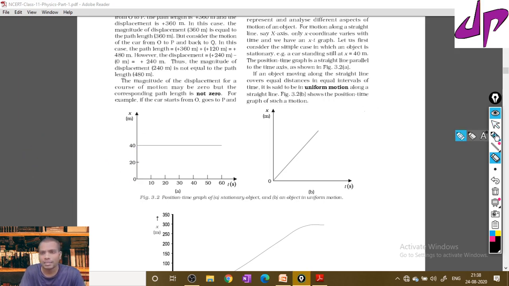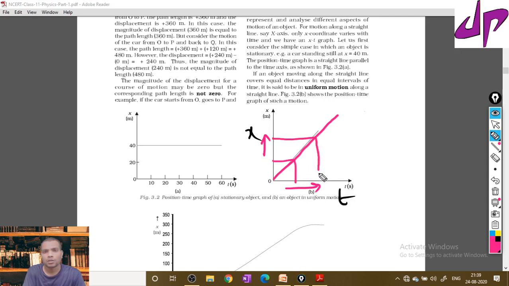And one more graph here. This is also position versus time, x versus t. Now if you observe the shape of the graph, it is a straight line, but it is inclined. Now you can see that when the time increases, the position also changes. Suppose you take the corresponding time here, and the corresponding position here. It means when the time increases, the position also changes.